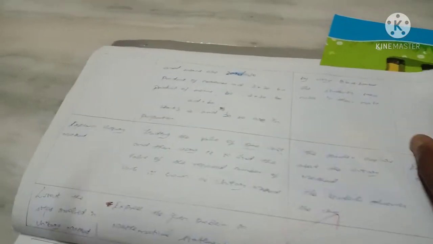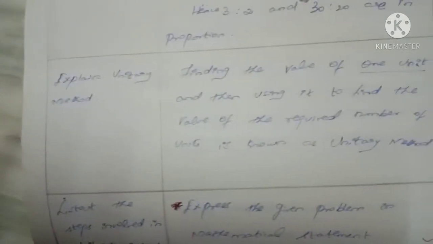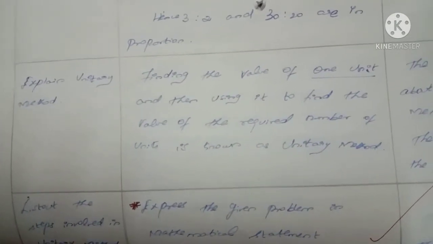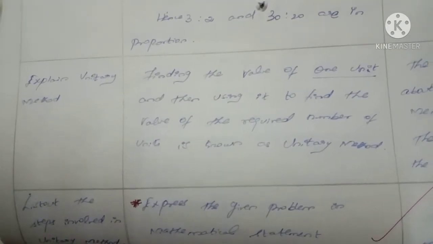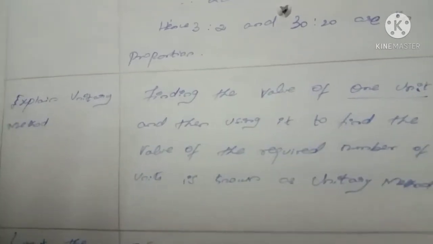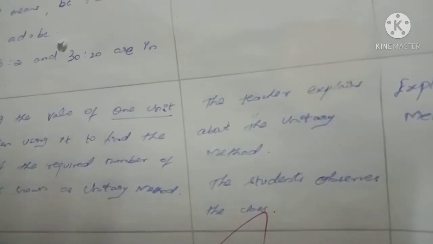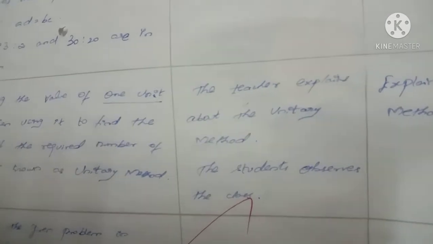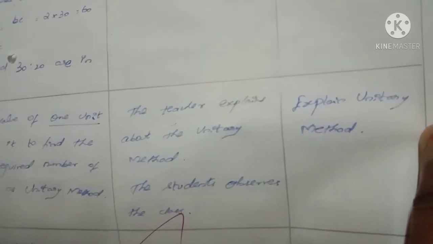In the next row, explain unitary method. In the next box, finding the value of one unit and then using it to find the value of the required number of units is known as unitary method. In the next box, the teacher explains about the unitary method. The students observe the class. In the next box, explain unitary method.